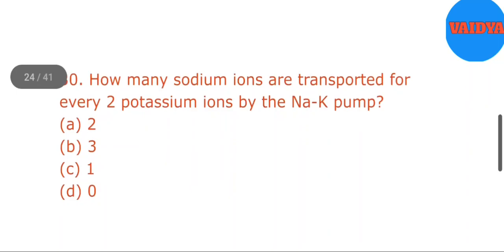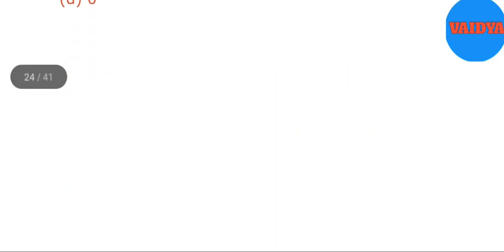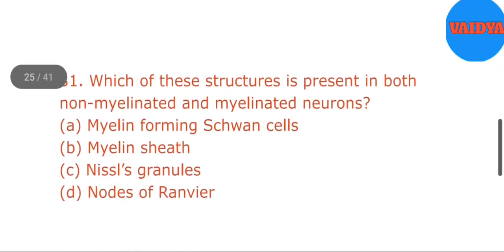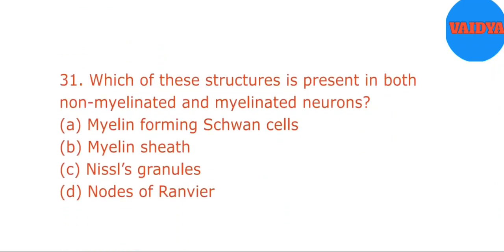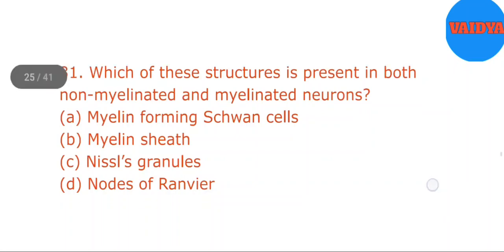30. How many sodium ions are transported for every 2 potassium ions by the NAK pump? A. 2. B. 3. C. 1. D. 0. Answer: B. 3. 31. Which of these structures is present in both non-myelinated and myelinated neurons? A. Myelin-forming Schwann cells. B. Myelin sheath. C. Nissl's granules. D. Nodes of Ranvier. Answer: C.